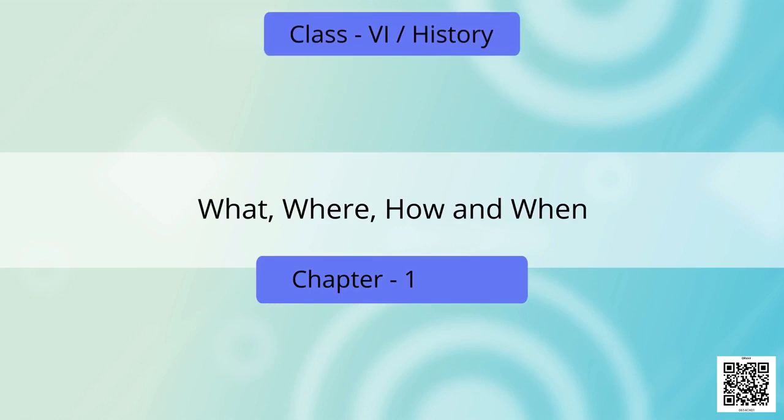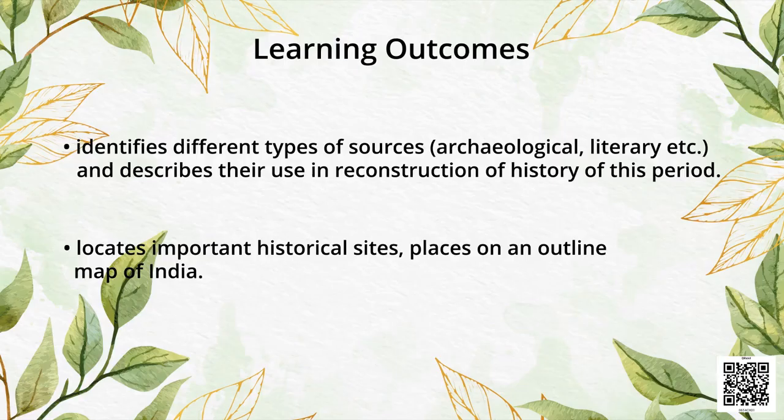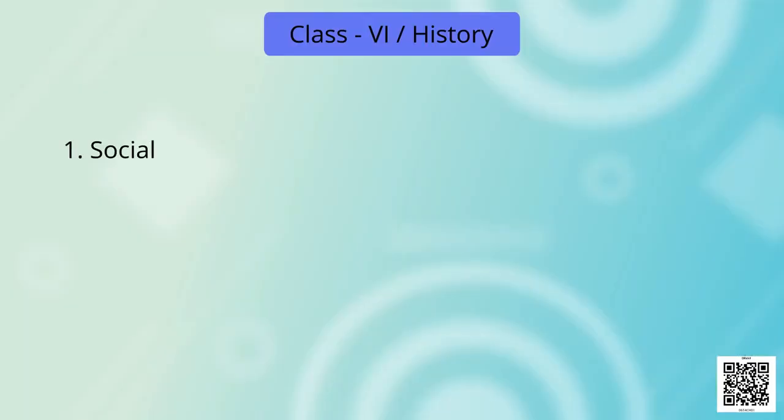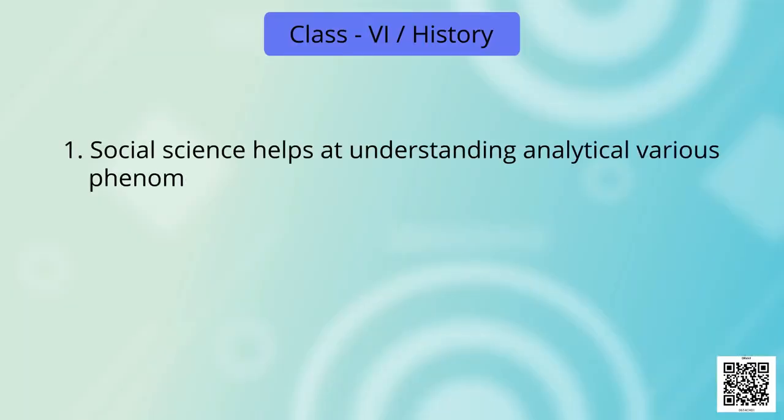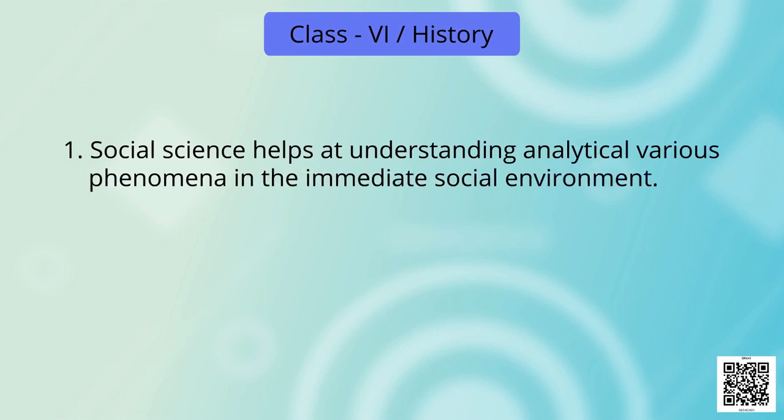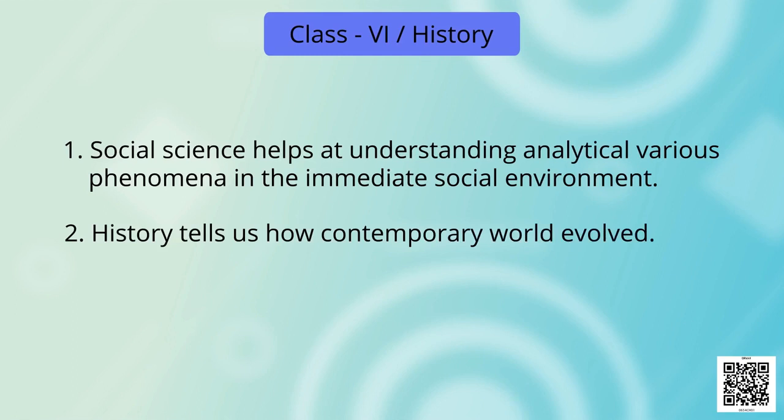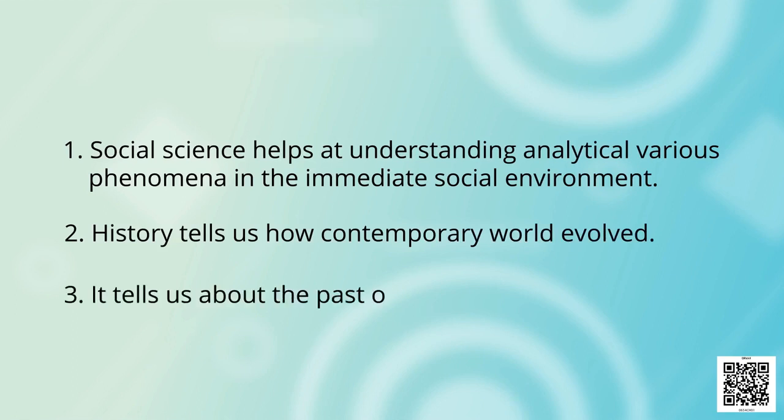History is an integral part of social science. Social science helps in understanding various phenomena in the immediate social environment. History tells us how the contemporary world evolved. It tells us about the past of our present.